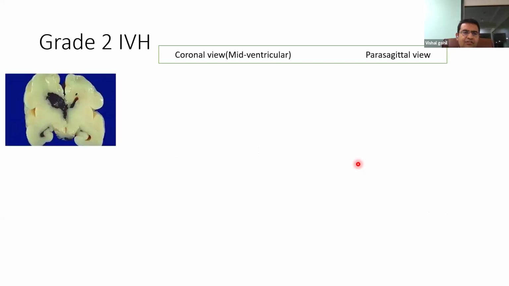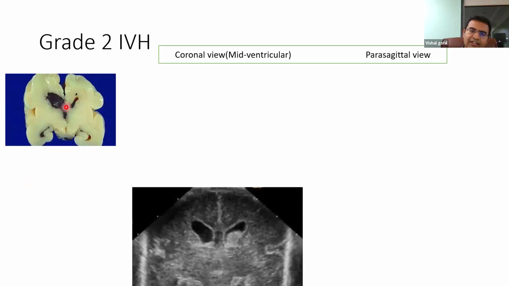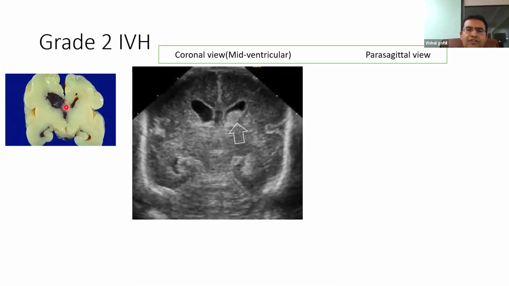So how does grade 2 IVH look? You can see over here that the bleeding now leaks out into your lateral ventricle. And how does it look on the coronal view? You can see this echodensity over here, which is not present on the other side. This is your CSF, and it is not covering more than 50% of your area. So this is your grade 2 IVH.